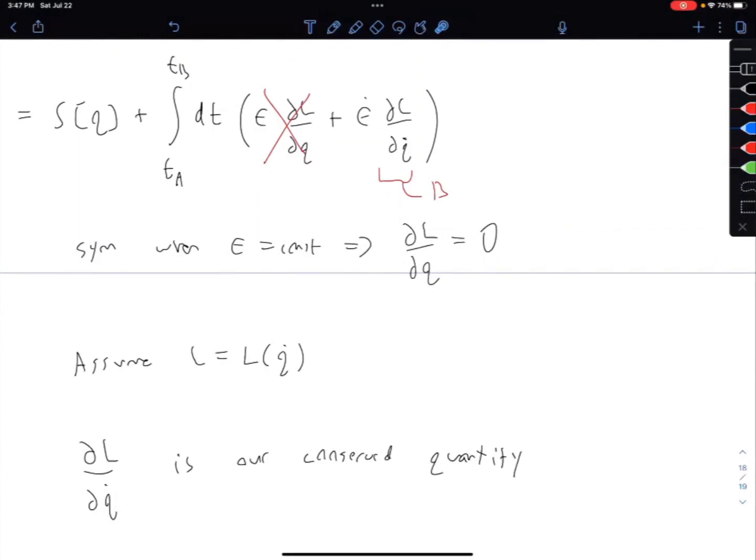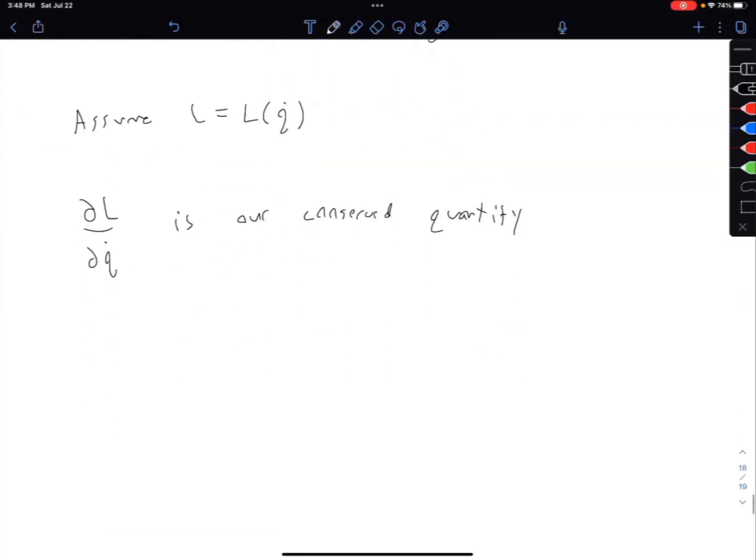Okay. Now here, this is really going to blow your mind. What if you don't have a symmetry?